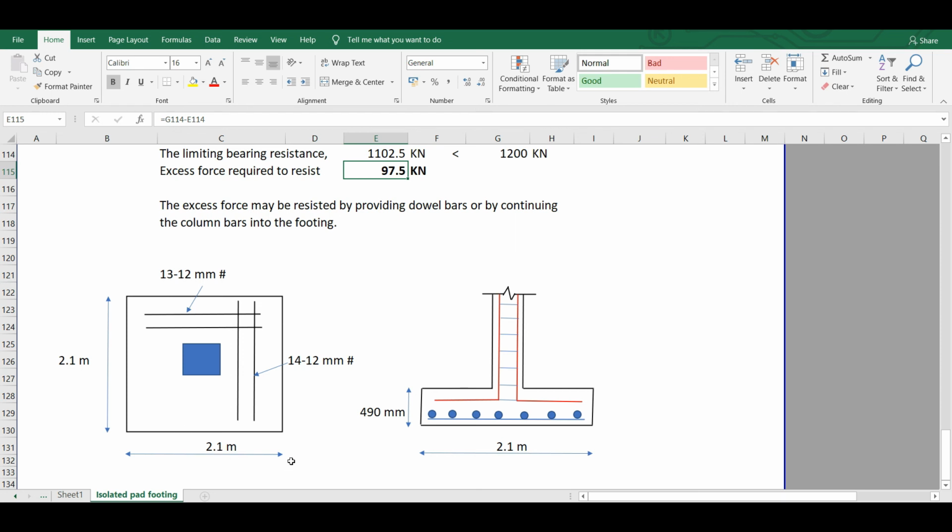We have proportioned the footing as 2.1 meter by 2.1 meter. We have provided 13 bars of 12 mm dia in the x direction and 14 bars of 12 mm dia in the y direction, and we have provided the overall depth of the footing as 490 mm. So this completes the design of isolated pad footings.